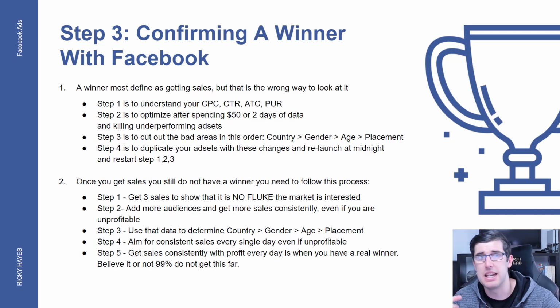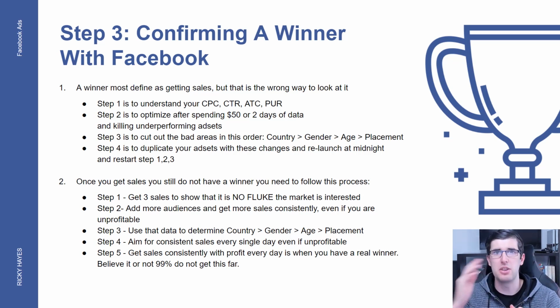Step 1 is to understand what's called CPC. I'll get into these metrics a bit more: CPC, cost per click; CTR, click-through rate; ATC, add to cart; and purchase. Those starting points are really important, so you want to get as cheap a cost per click as possible.